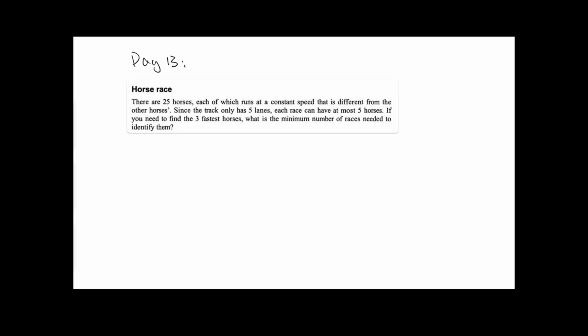So our question is horse race. There are 25 horses, each of which runs at a constant speed that is different from the other horses. Since the track only has 5 lanes, each race can only have at most 5 horses. If you need to find the 3 fastest horses, what is the minimum number of races needed to identify them?